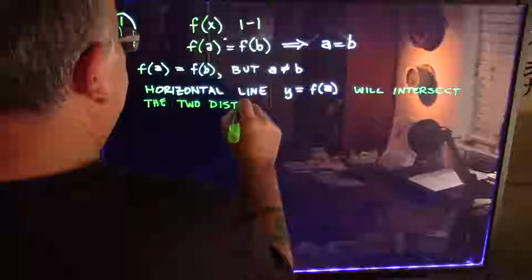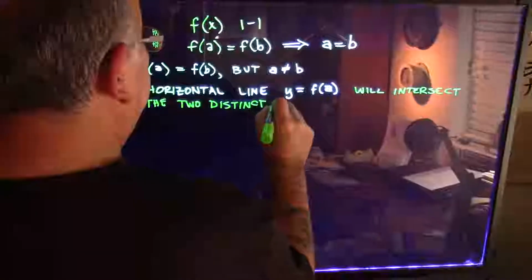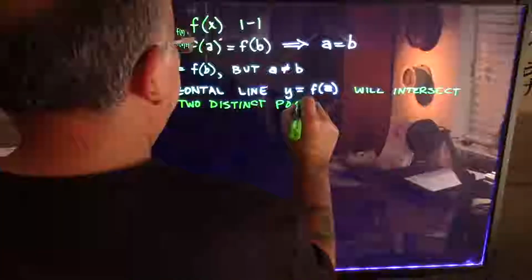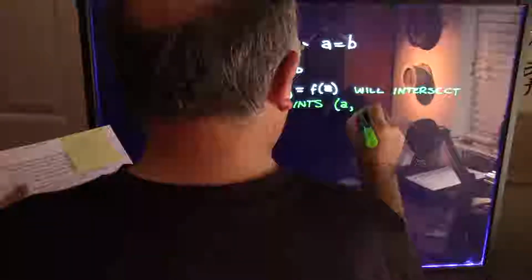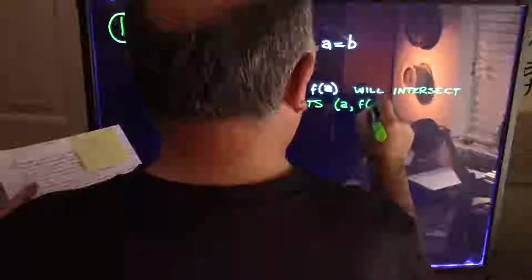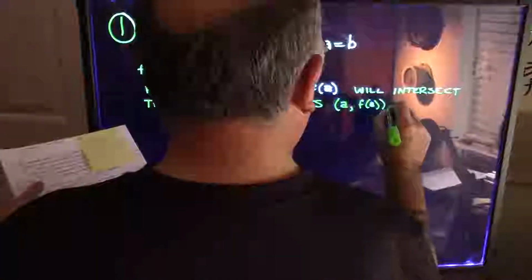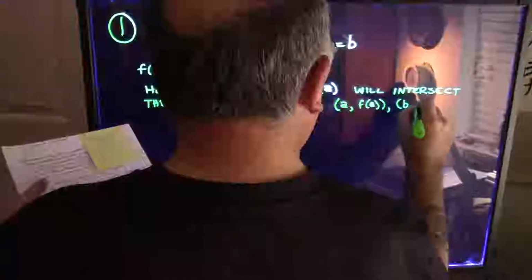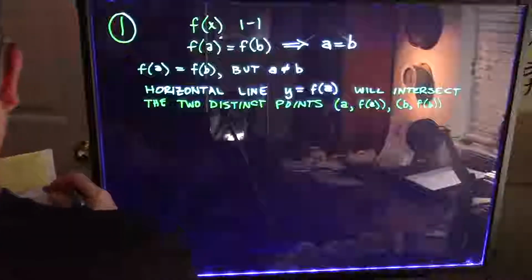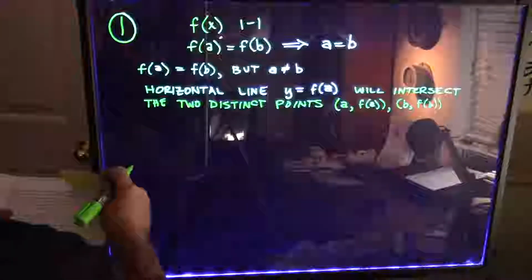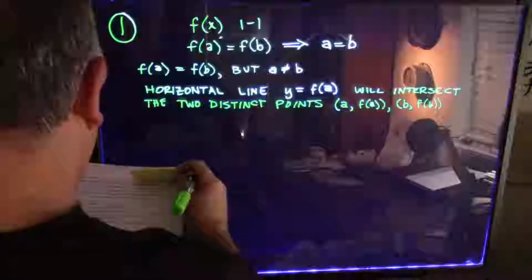distinct or different points, a, f of a and b, f of b. Alright. Now that would indicate that the function is not one-to-one.